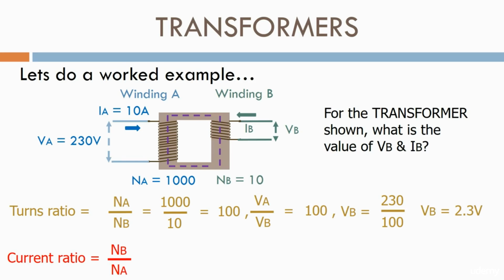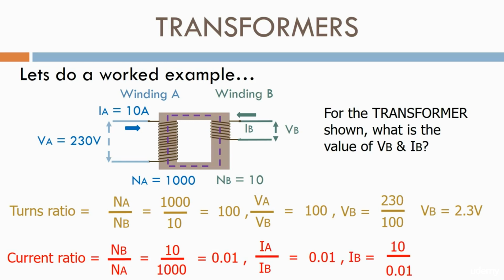The current ratio is the inverse of this. So therefore, the current ratio equals NB over NA. Equals 10 divided by 1000. Equals 0.01. Therefore, IA over IB equals 0.01. IB equals 10, which is the current on winding A, divided by 0.01. Therefore, IB equals 1000 amps.